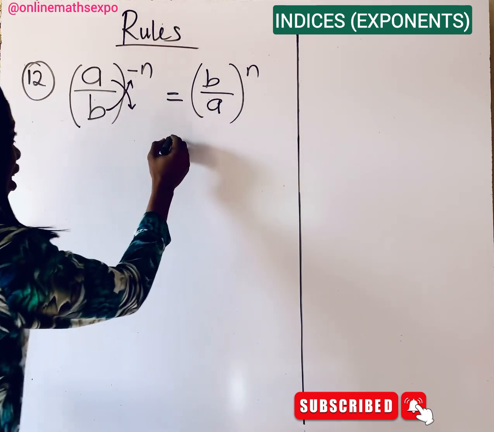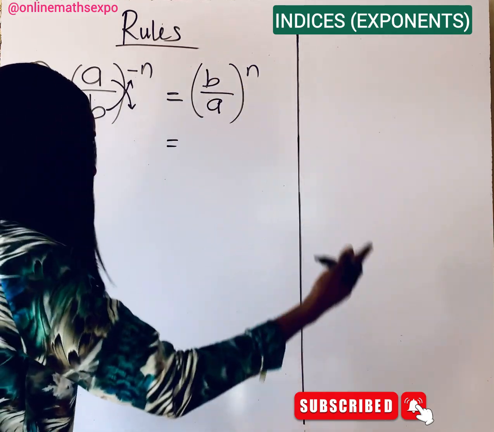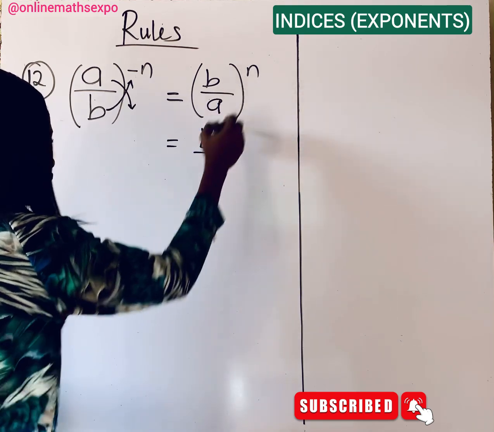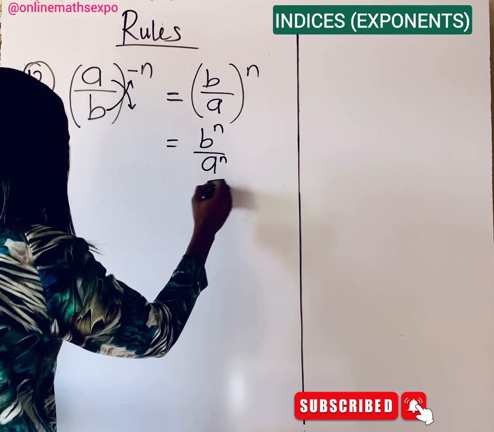And when you simplify this, obeying the previous rule we've introduced, this b will be raised to the power of n and a will be raised to the power of n. So this is what you have.